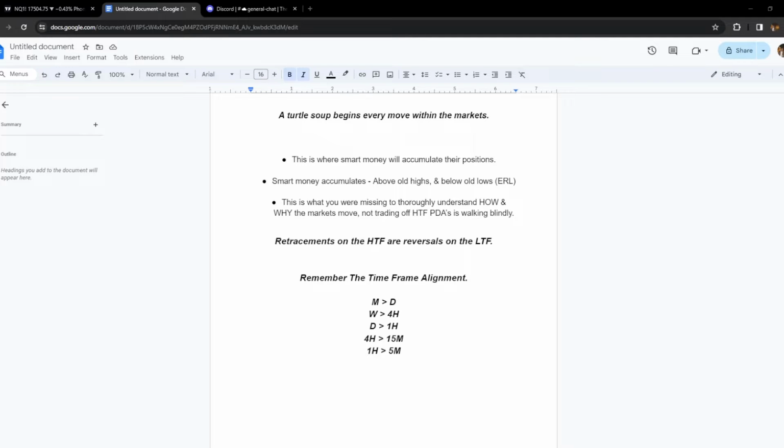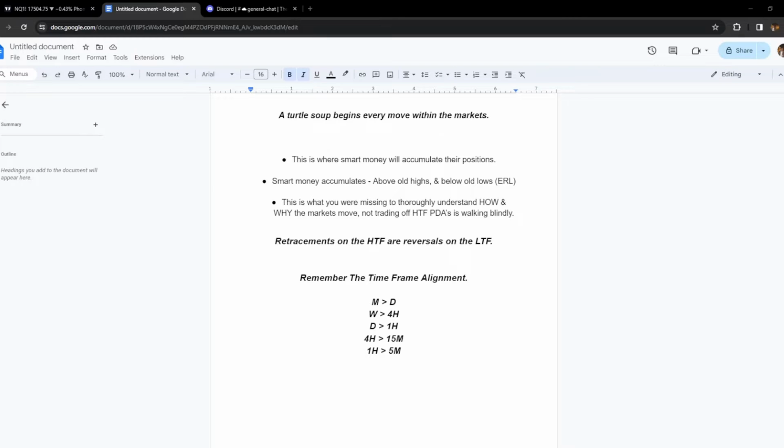So let's say we are in a bullish market and the bullish market is retracing on the 1 hour chart into a 1 hour fair value gap. What is that setup? It is a reversal trade on the 5-minute time frame to target that 1 hour fair value gap. So reversals on the lower time frame are only retracements on the higher time frame.